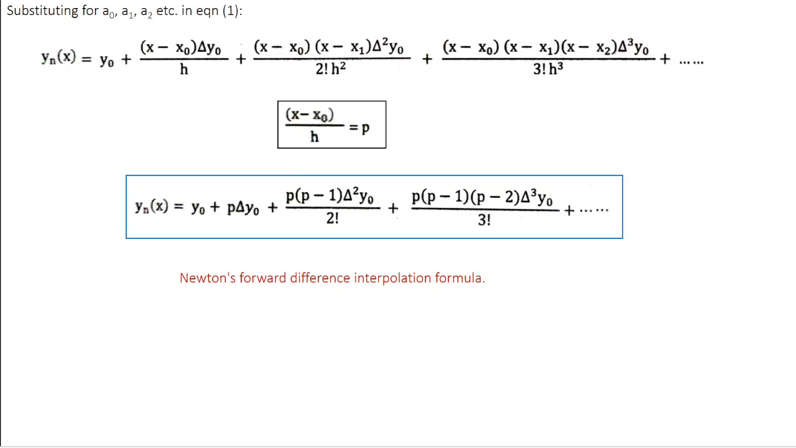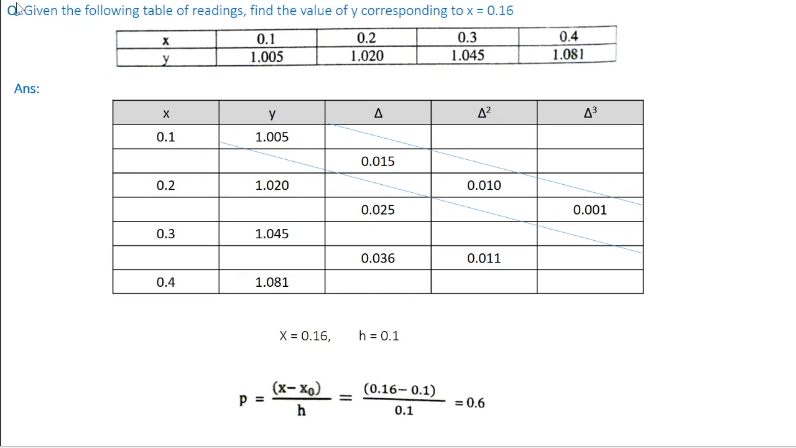Now let's do one simple problem so that the process will be familiar to you. Given the following table of readings, find the value of y corresponding to x equal to 0.16. Okay, so you are given x and y values, x equal to 0.1, 0.2, 0.3, 0.4, and these are the corresponding y values. So first thing, check whether x values are equispaced. So you can find the difference between any two successive x values is a constant 0.1. So your step size is a constant.